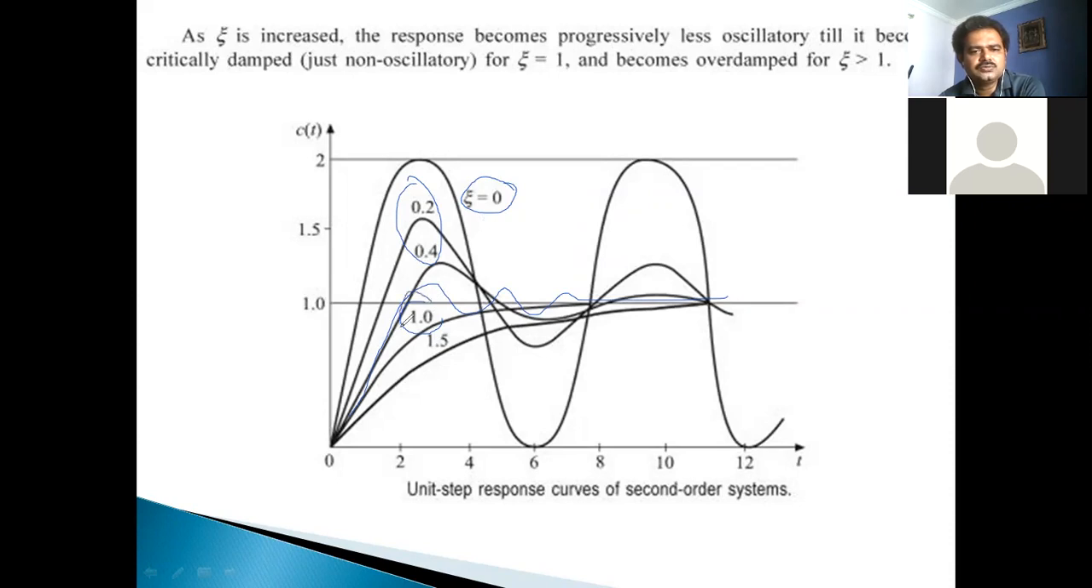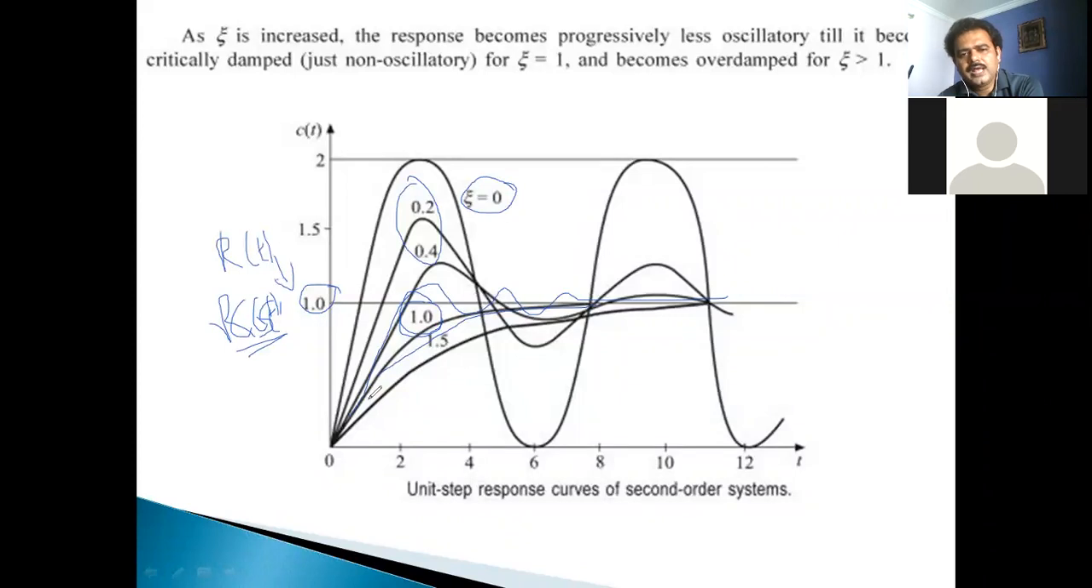When it reaches unit value, the critically damped case, it reaches the final value directly, without any oscillations. The final value is this, our C of t final, not C of t, this is R of t. Input is a unit step function, so R of t is unit value.